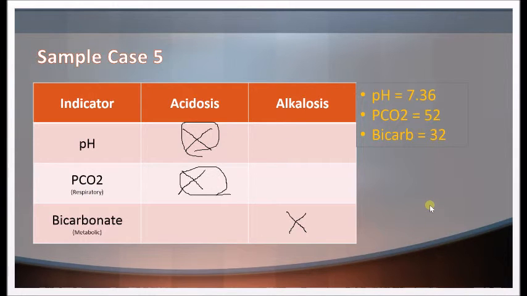Now adding the compensation on, pH, is it normal? Yes, it is. It falls between 7.35 to 7.45. Good. And now, have the opposing forces become abnormal to try to make the pH stable and back to normal? Yes, they have. So this example here is a fully compensated respiratory acidosis. Okay? Let's clear that up.